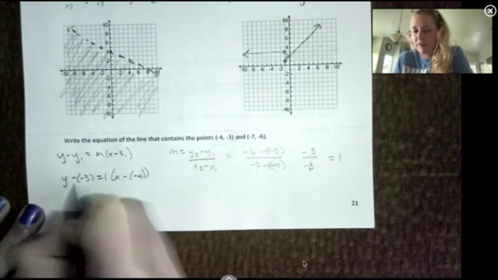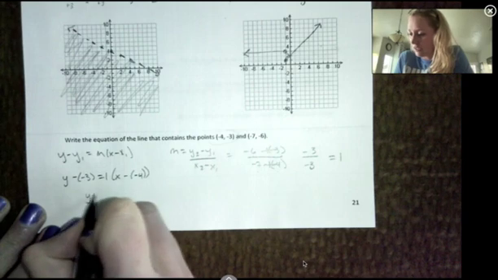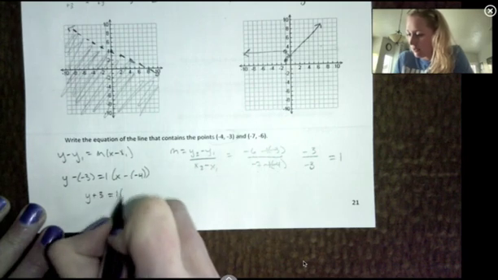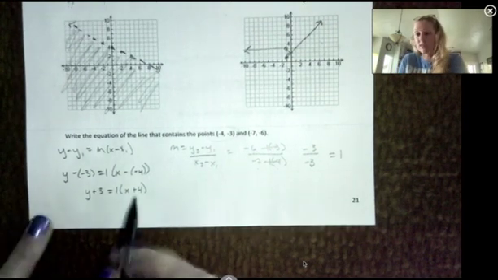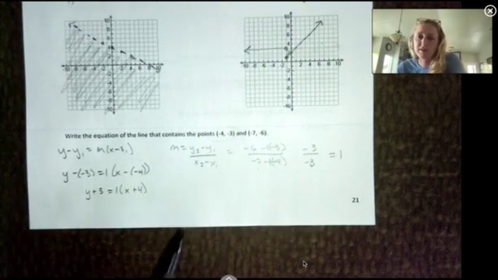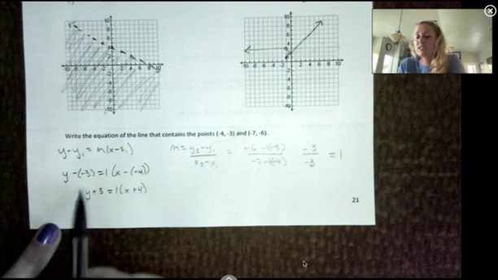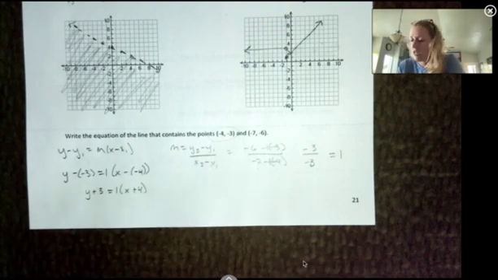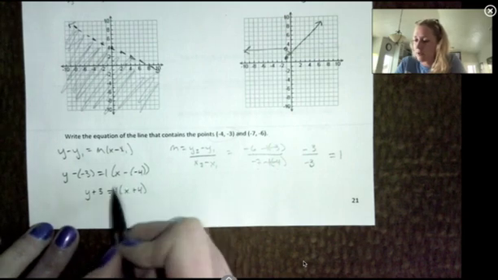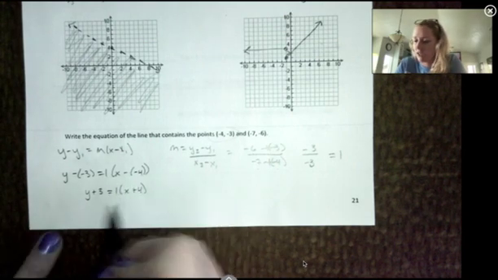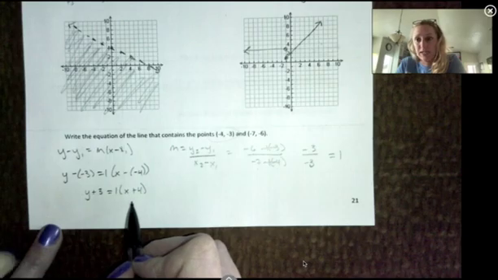And then I'm going to again simplify the double negative and write it as y plus 3 equals 1 times x plus 4. And then if we wanted to change, so this is perfectly sufficient. They didn't specify what form they wanted, so this is the equation of the line in point slope form. If they asked specifically for slope-intercept, I can distribute this 1, which doesn't change anything, and then subtract 3 to get y by itself.